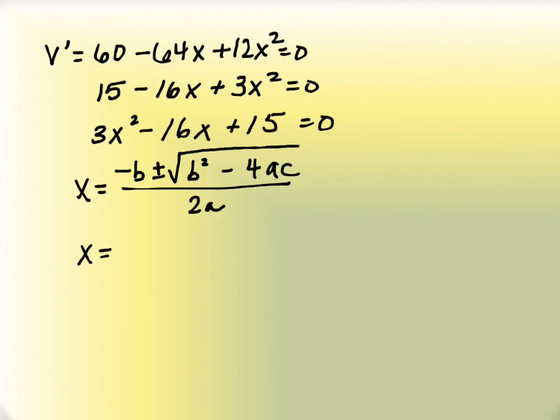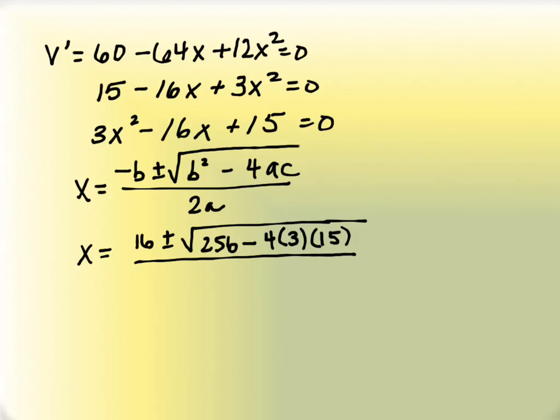So for this function, we've got negative b. Well, the b in the middle is already negative, so this ends up being positive 16, plus or minus. Now I have negative 16 squared, so what is negative 16 squared, or 16 squared? Not the square root, the square. 256, right. And then I have 4 times a, which is 3, times c, which is 15. We'll do that in just a minute. And this would be all over 2 times a, which would give me 6.